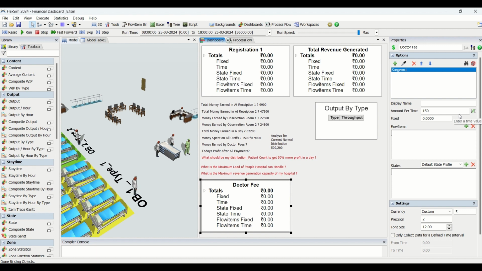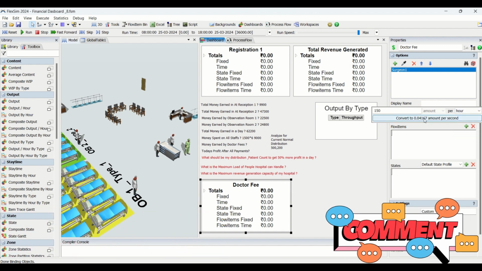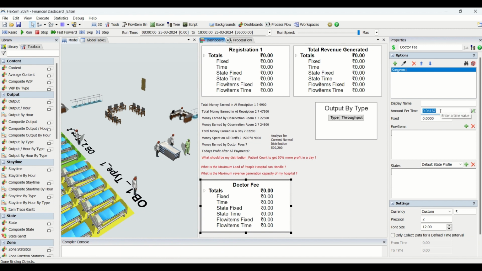Now let us go to this chart where you apply the rate per hour, and you need to convert this. When I convert this, it brings me the amount equal to every second. This is the amount per time converted to the model units. Our model runtime is in seconds, hence it has converted 150 rupees per hour into amount per second, that is, model units. Now let us reset this model and run the model and check what our doctor's fee is going to be for a particular shift in a day.